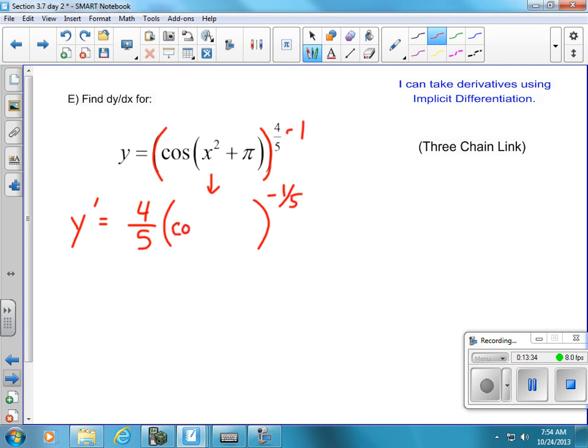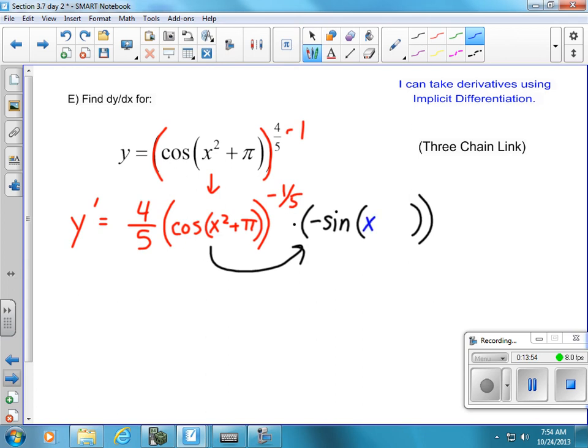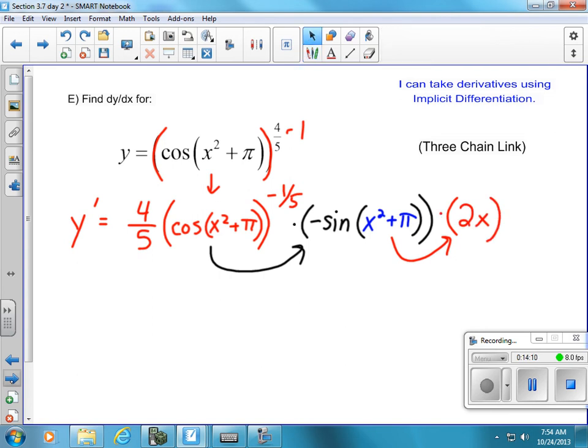All right, so let's copy down what we have. Cosine of x squared plus pi. Remember, pi is just a number. And we're going to take the derivative of the inside and multiply it. The derivative of cosine is negative sine. And we have an inside function here as well. That inside function is x squared plus pi. Don't change it. Leave it the same. But now we're going to take the derivative of it. The derivative of x squared plus pi is just 2x. The derivative of pi is 0 because pi is just a number.